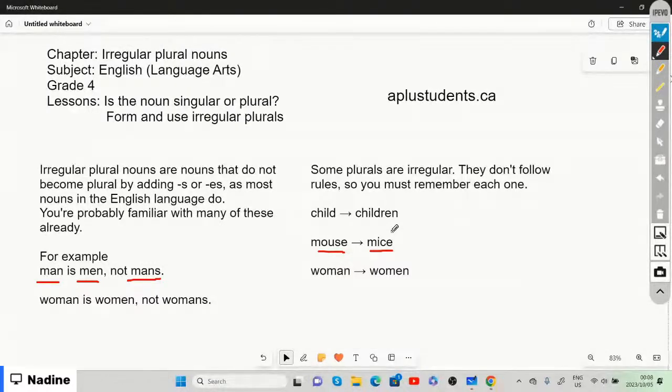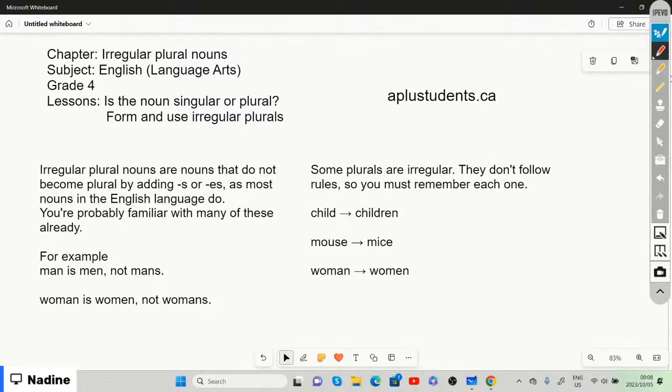So we say mice. And then we already made an example of woman. One woman, more than one women, not women's. Right? All right. So that is our definition as well as a few examples of irregular plural nouns, right?